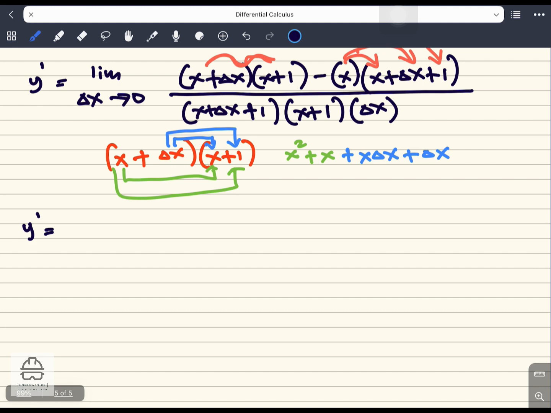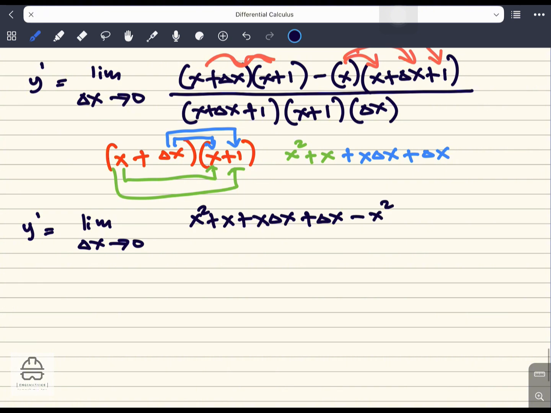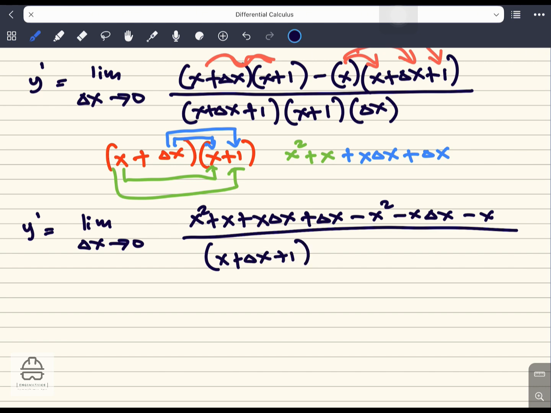Okay, so let's rewrite it in our equation. That would be y prime is equal to the limit as delta x approaches 0, we have x squared plus x delta x plus delta x minus x squared minus pa rin minus x delta x minus x, divided by x plus delta x plus 1 times x plus 1 times delta x.